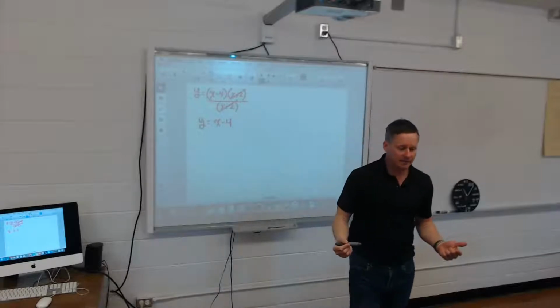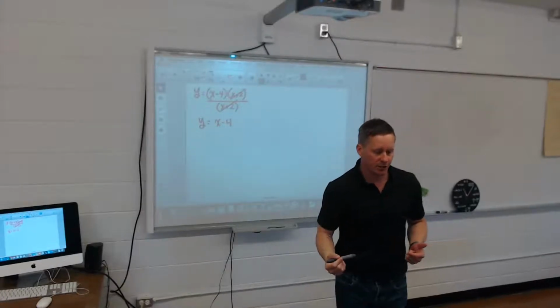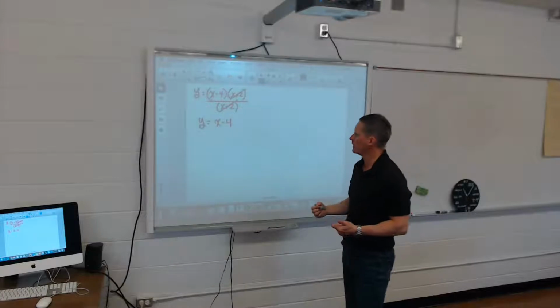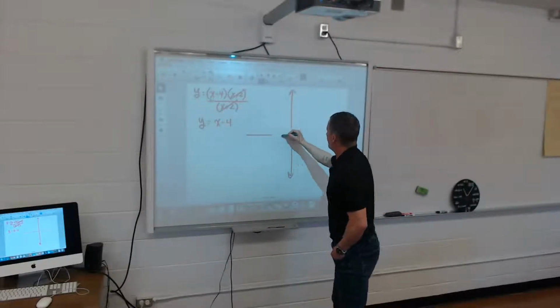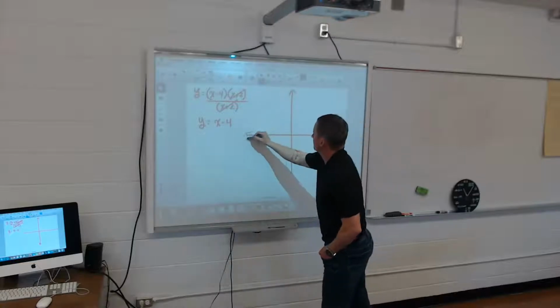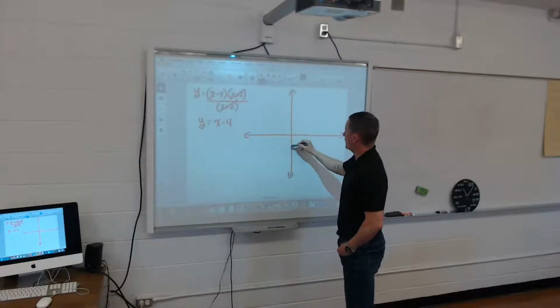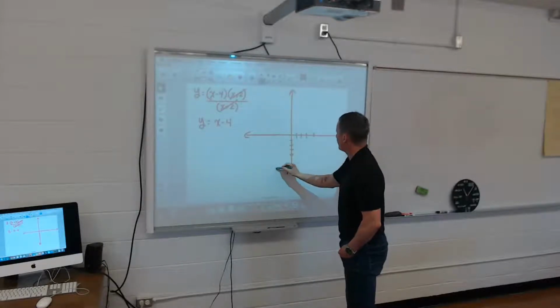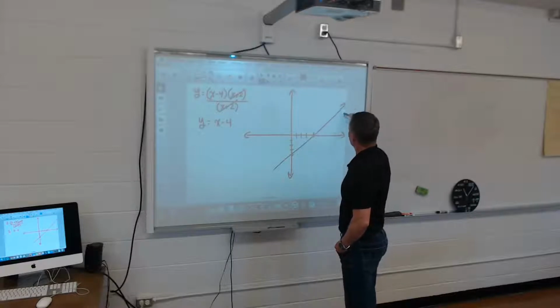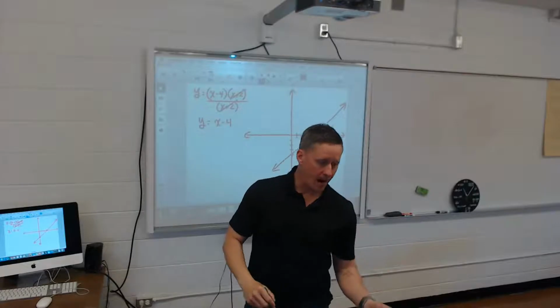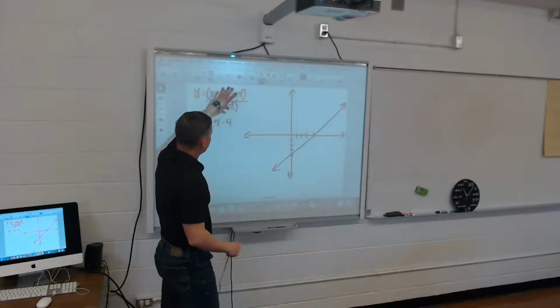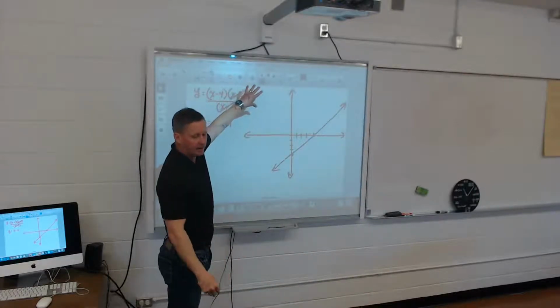So I don't have an asymptote because I don't have a reciprocal function here, or a rational function. So all I would do then is graph y equals x subtract 4: 1, 2, 3, 4 down here, 1, 2, 3, 4 right here, and I would graph it like this. Pretty straightforward. But I can't ignore what happened right here.